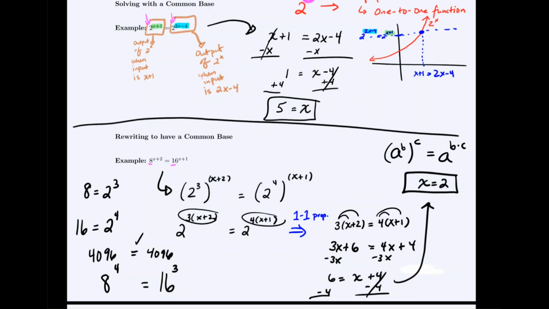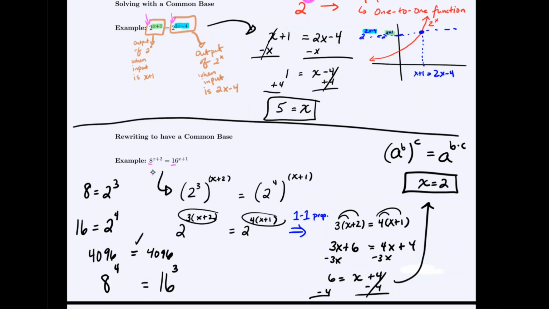So let's talk over the strategy of this problem. It's somewhat of a hybrid of the last problem. We still use the strategy that if you've got an exponential function, 2 to some input equals 2 to some input, then since it's 1 to 1, you can equate the inputs only. So we just equated the exponents and then solved for x.